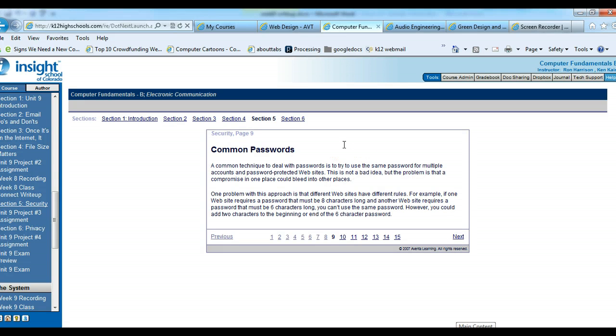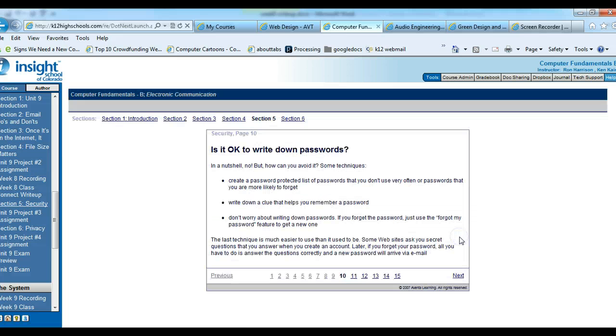Common passwords. One thing that people do is they use the same password for all accounts. It's easy to remember, but what if you write that down someplace and people would then know your password for every account you have? And of course, different websites have different rules. Some websites you have to have 8 characters, others you have to have 6 characters, and you have to have numbers in it, different things like that. So you have to think of rules like that on websites and such.